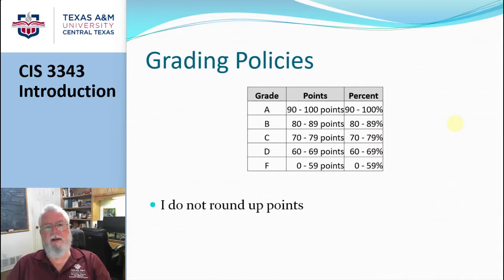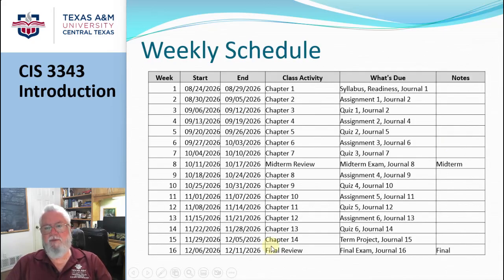Okay, so grading policies, I go by the 10s, and the first digit. If you have an 8, it's a B. It doesn't matter if it's 89.99999999999. I don't round up. If it starts with an 8, it's a B. Okay, good. All right, so here's the weekly schedule.